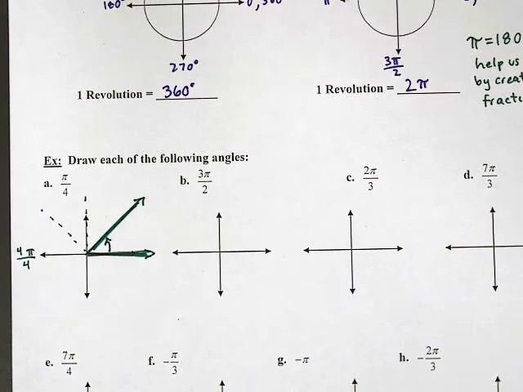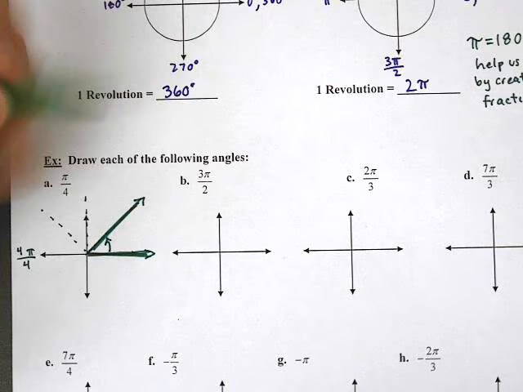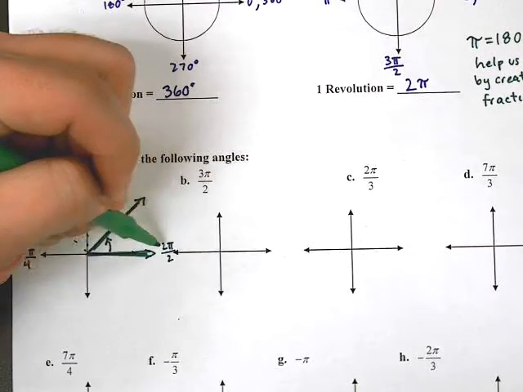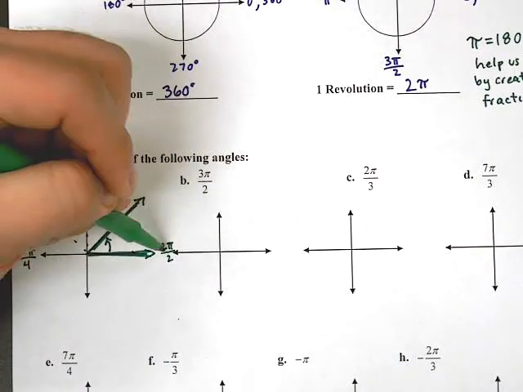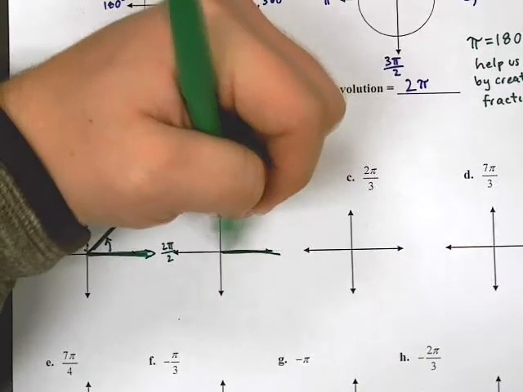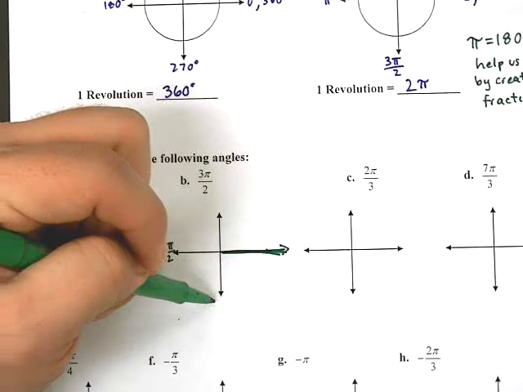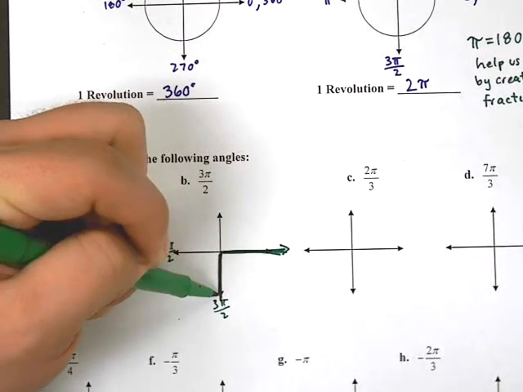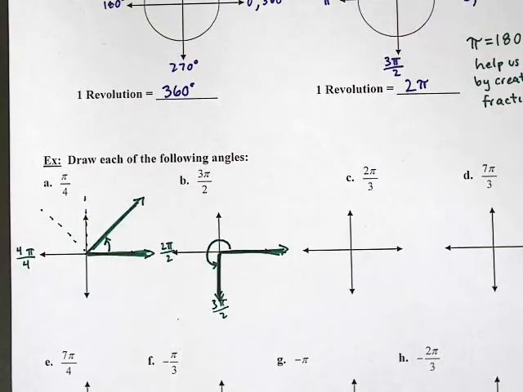Hopefully that makes sense. On the next one, 3 pi over 2. Well, again, instead of writing this as pi, I'm going to write this as 2 pi over 2. Because then I know, well, this is 1 pi over 2, 2 pi over 2, 3 pi over 2. We already knew that one, right? Actually, from up above. So there's my initial. Here's 3 pi over 2. So there's my terminal. And then remember, we went that way.